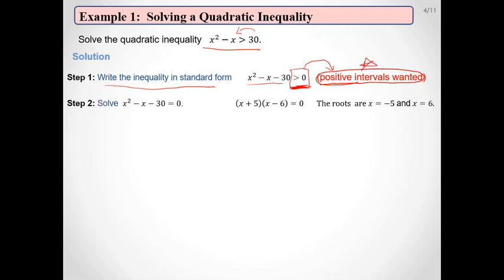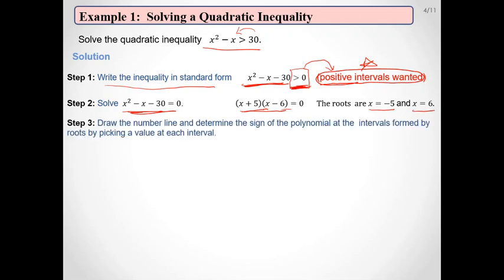And then you set the polynomial equal to 0 and solve it. We can use factoring to get the solution, and the roots are x equal to minus 5 and x equal to 6. Then the next thing is you draw the number line and put minus 5 and 6, and always put infinity and negative infinity at the ends.